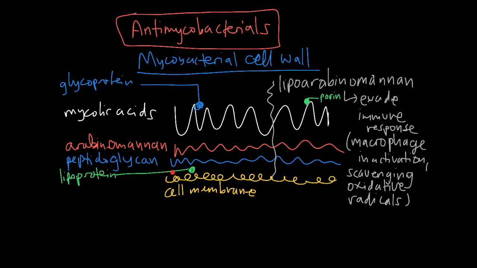And then more inwards in the cell, you have the cell membrane. And throughout the mycobacterial cell wall, you have a section called a lipoarabinomannan layer, which helps the mycobacteria evade immune responses, which includes inactivating macrophages or scavenging oxidative radicals. So, since the kicks and giggles are done, let's go to the actual drugs.